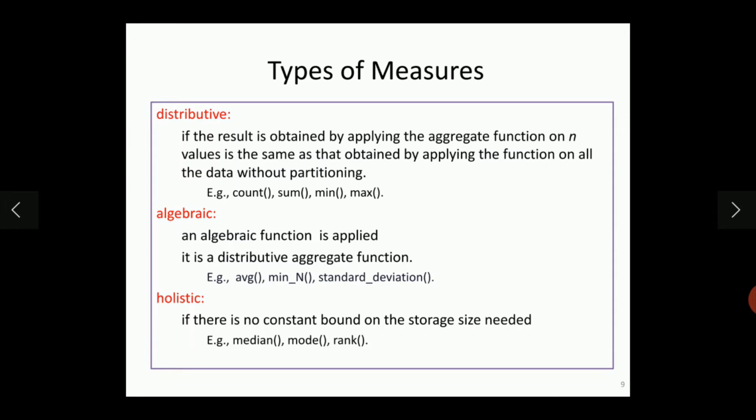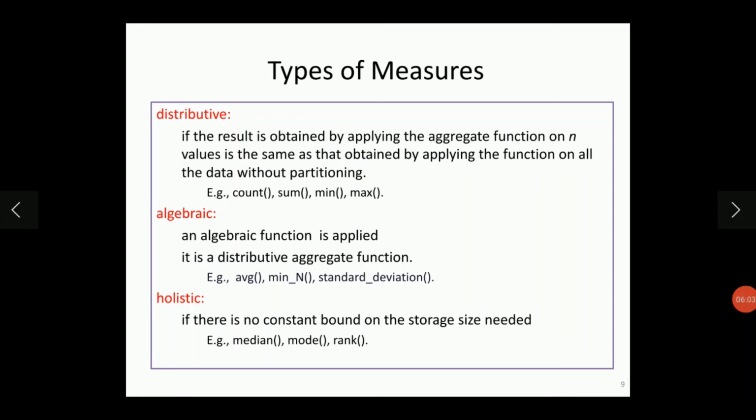There are different types of measures. Distributive: if the result obtained by applying an aggregate function on n values is the same as that obtained by applying the function on all the data without partitioning. For example, count. Let's say you have to count 100 records, then count of 100. Sum, min, max. These are the distributive measures.